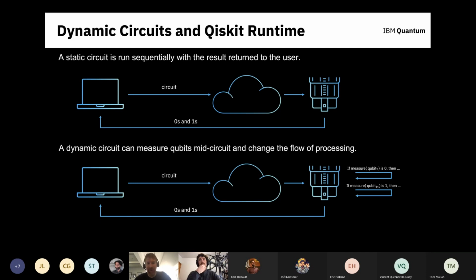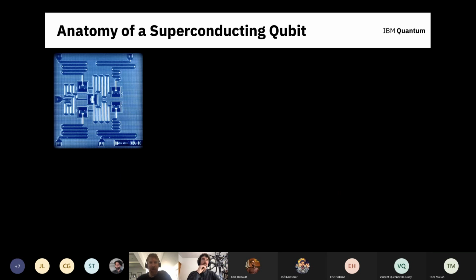So right now we do have mid-circuit measurement and reset, but we don't have the ability to act on that, but that will be coming out later this year. I just wanted to show how this will be advancing. So let's take a look at superconducting qubits.